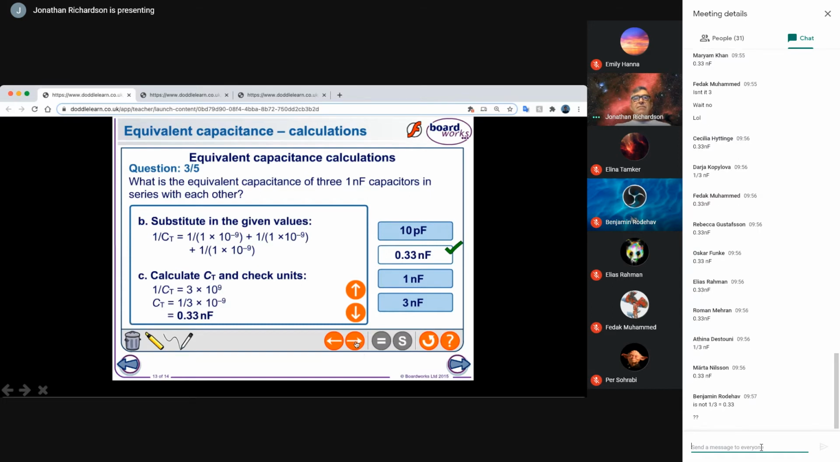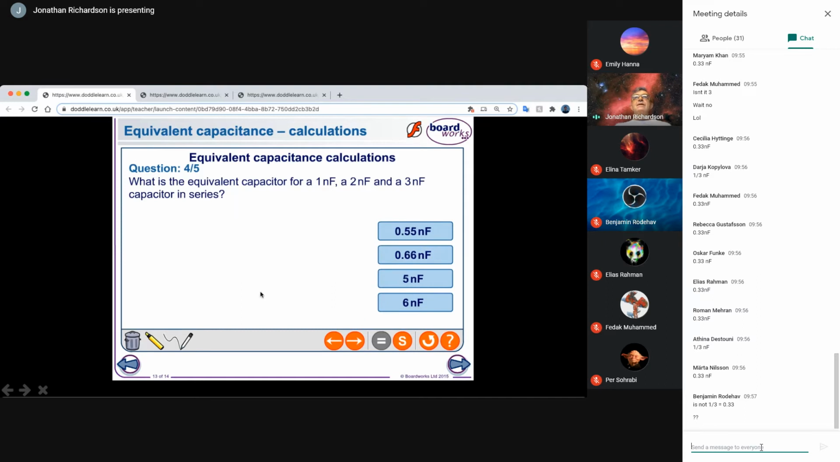Okay. Now things get a little more difficult, you need to think now. Remember, lowest common denominator when you're adding fractions together. So again, this time we've got 1, 2, and 3 nanofarads all in series: 1 over 1 nanofarad, 1 over 2, 1 over 3, etc. So you need to calculate.